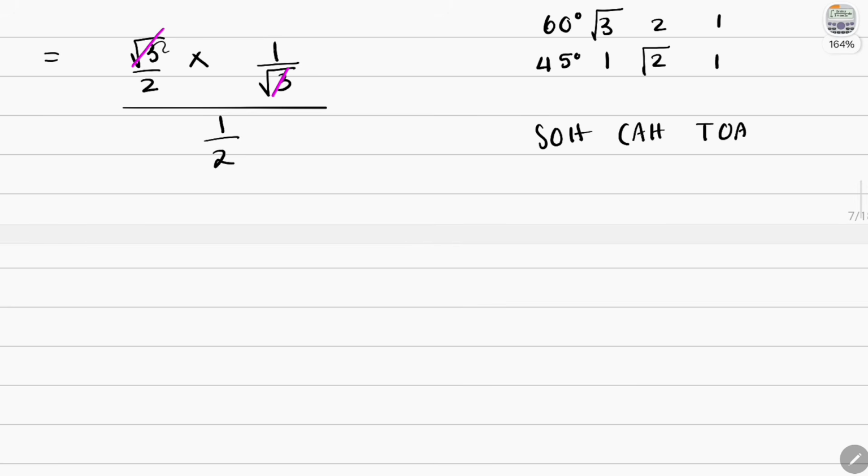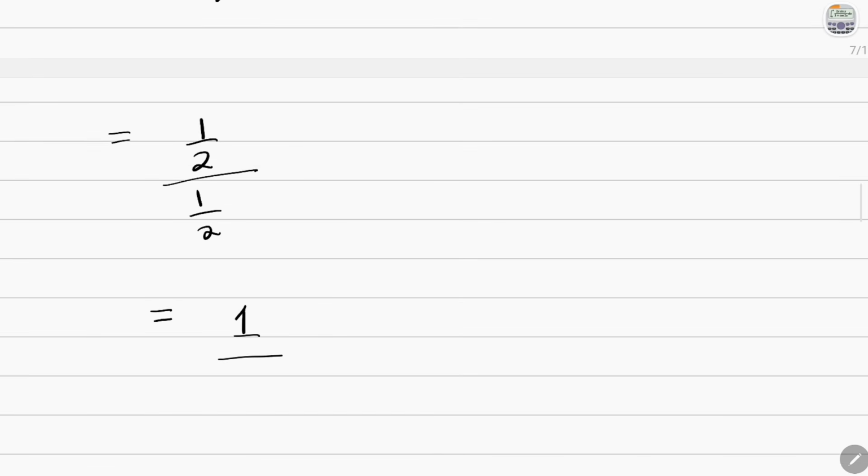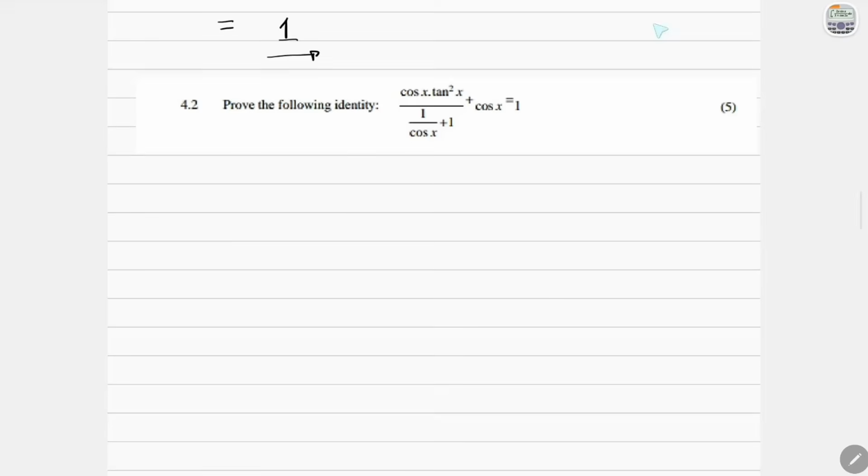So the numerator is just 1 there. So it's 1 over 2 divided by 1 over 2. And you can see that anything divided by the same thing is just equal to 1. And that is our answer. Okay, moving on to the next question.